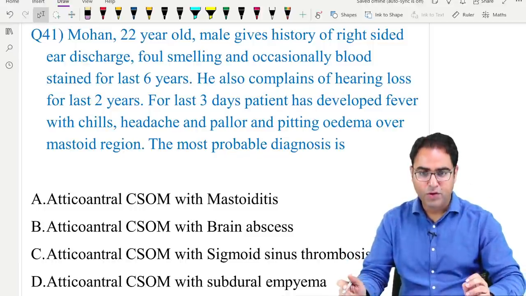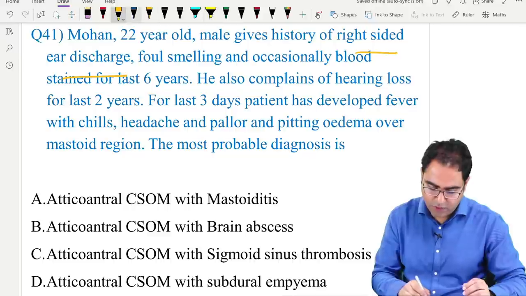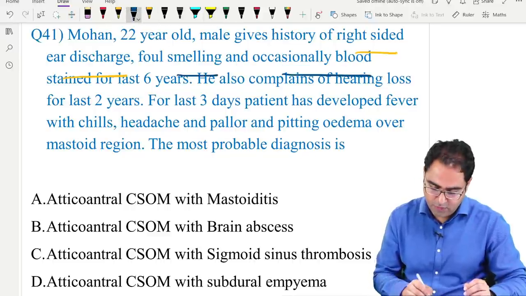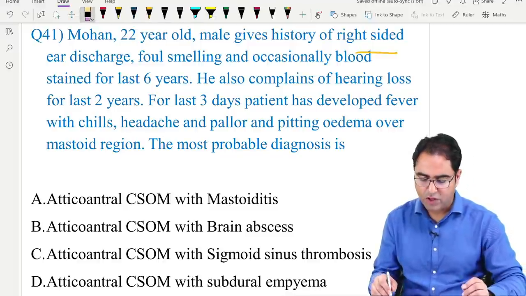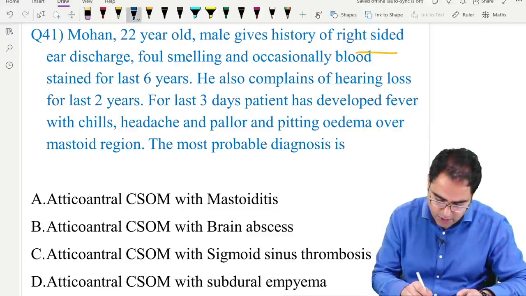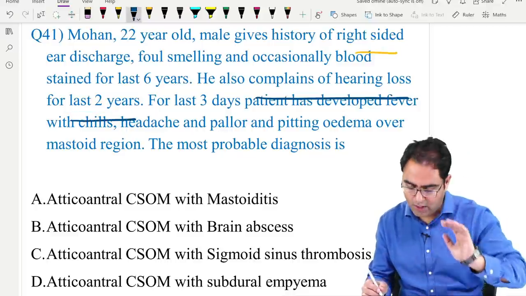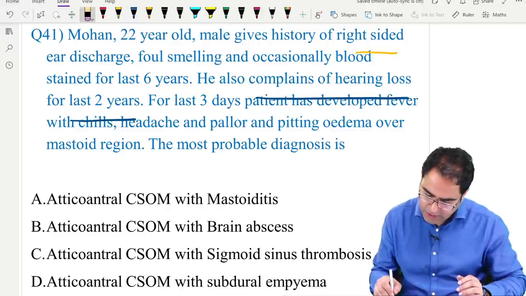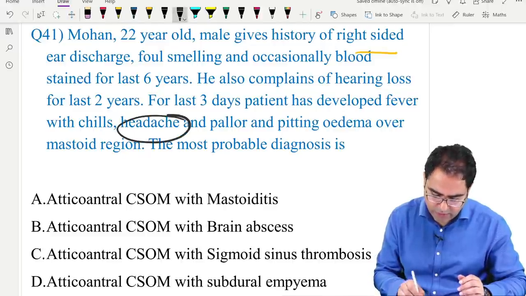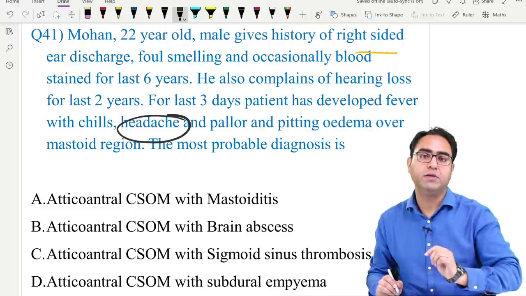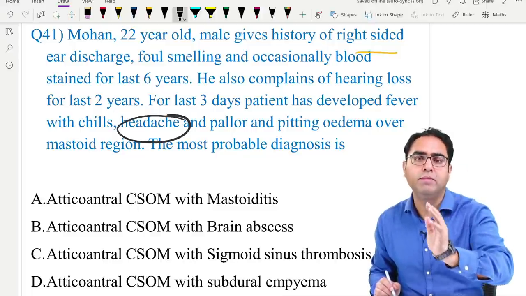Okay, very good. Mohan, 22-year-old male, gives history of right-sided ear discharge, foul smelling, occasionally blood stained for the last 6 years. Please understand, whenever this question comes, foul smelling, blood stained ear discharge, think of unsafe CSOM. Now, he also complained of hearing loss for the last 6 years. Additional findings are always given in the question, don't bother. For the last 3 days, this patient has developed fever, chills and headache. Whenever a patient of unsafe CSOM gets headache, think of intracranial complication. There is something in the brain.